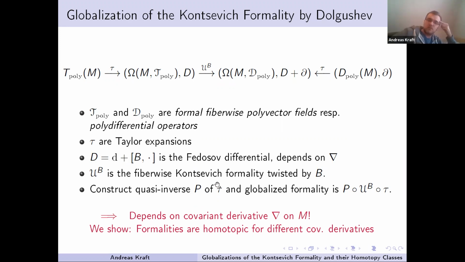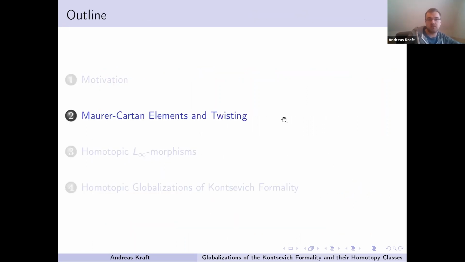And so this depends on some connection. And there's this observation that changing the connection is the same as twisting this differential with a Maurer-Cartan element equivalent to 0. And this will allow us to show that the globalized formalities are homotopic. So if we do just the same for a different connection, we will get something homotopic. Okay, so this is the plan.